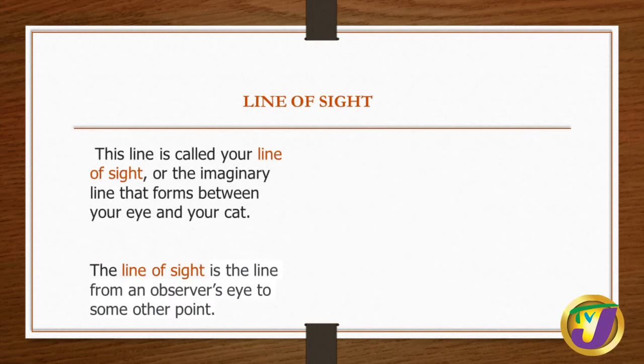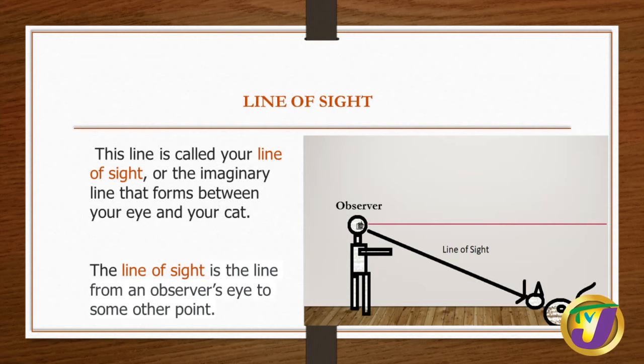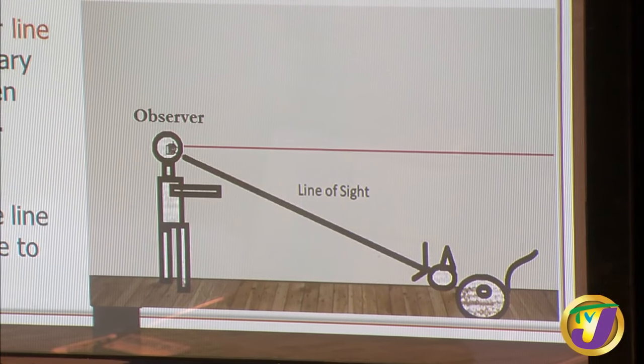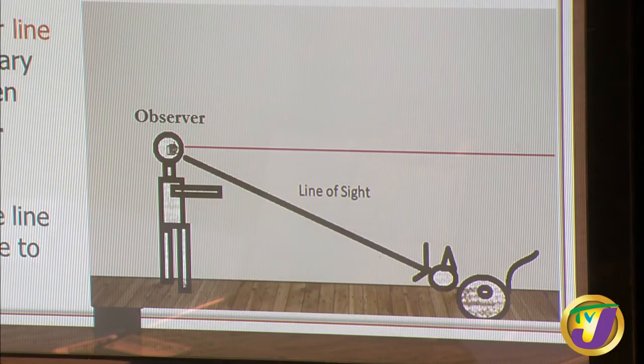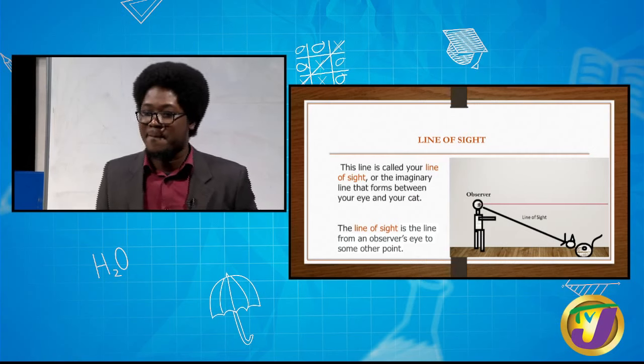Good. So this is now the line that is formed from my eyes to my cat's eyes. And that is called your line of sight. The imaginary line that is formed between your eye and your cat is called the line of sight. Bear that in mind. If we want to put it formally, we can say that the line of sight is the line from the observer's eyes to some other point.